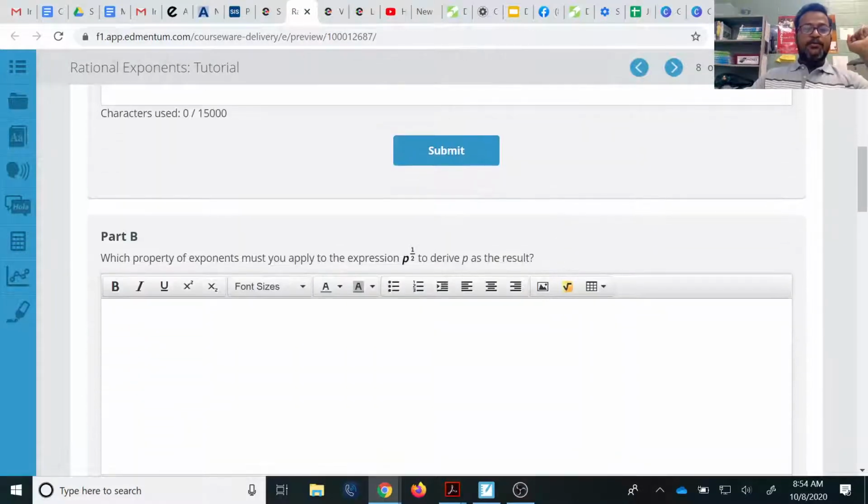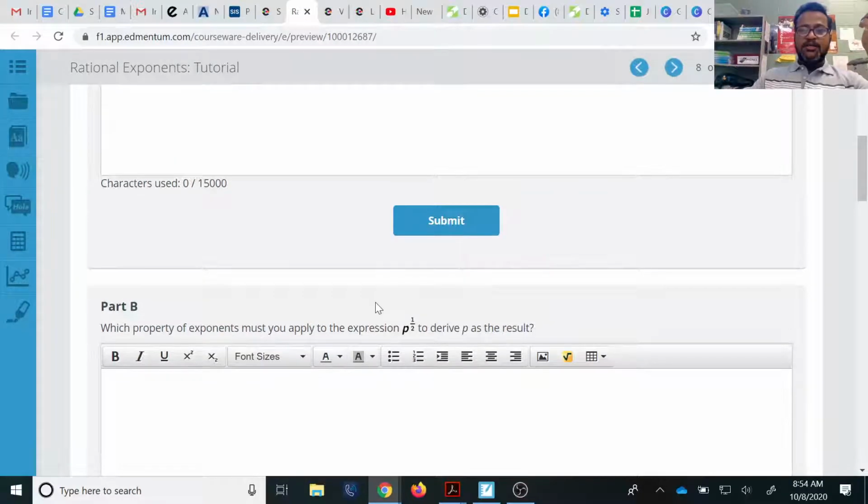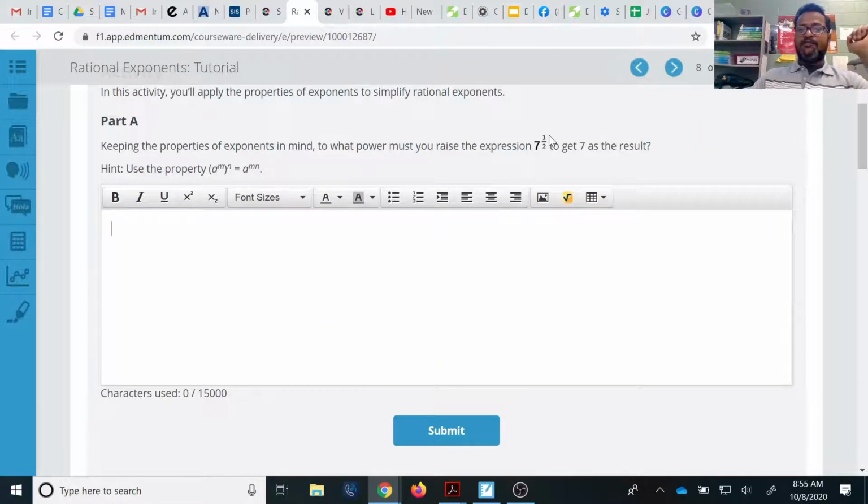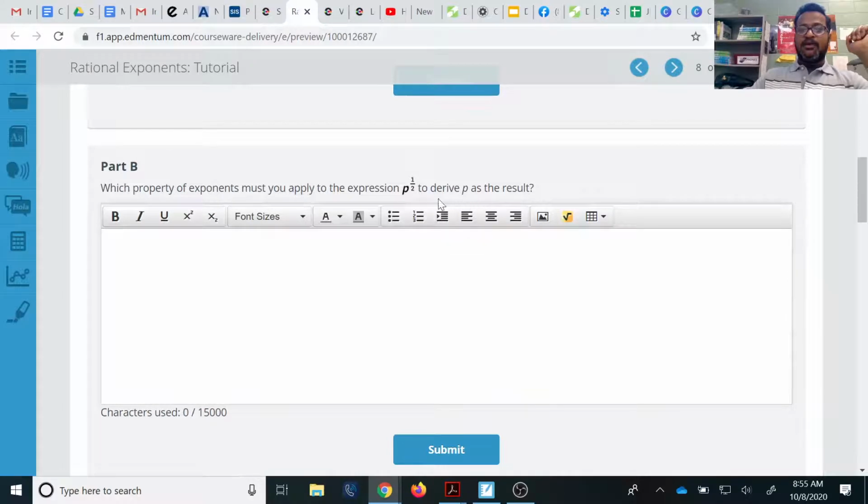Okay, right. Which property of exponents must you apply to the expression p to the 1/2 to derive p as a result? Now, it is similar to the previous question. This was 7 to the 1/2, and this one is p to the 1/2. It's just a variable instead of a number. So you should know what you should be using. The hint is given in the previous question. So let me check if you can do it.